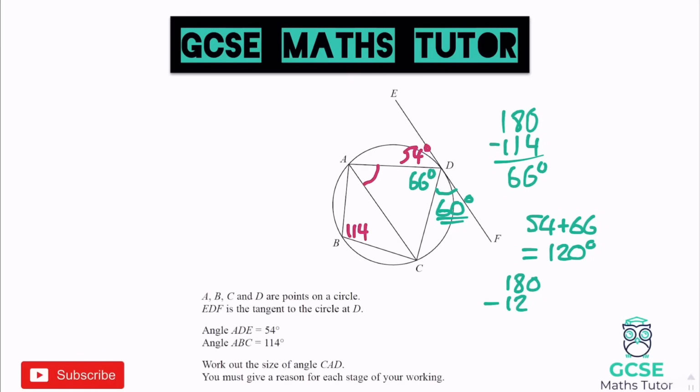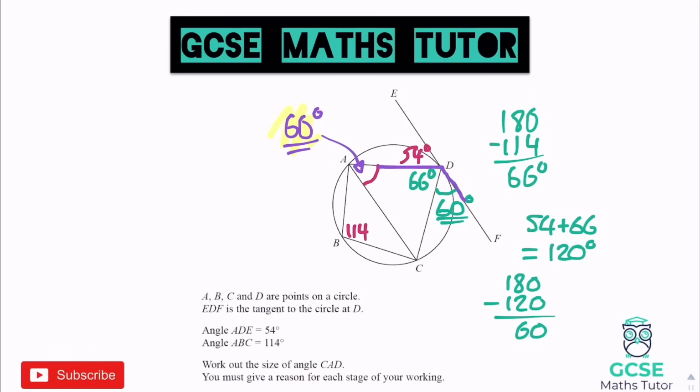180 minus 120, and that's 60 degrees. There we go. So actually we can get to our final answer here straight away. We can use the alternate segment theorem. So we can go through this angle of 60, up the line, and there we go, it meets that angle there. So that's also going to be 60 degrees. There we are, so that's our final answer actually, 60 degrees.